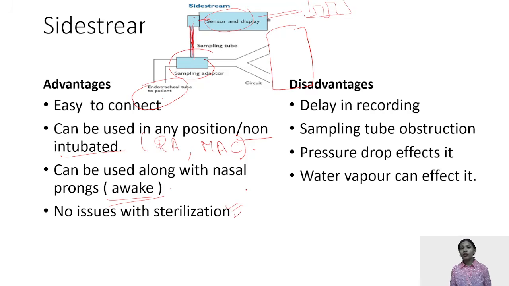But the disadvantages are quite visible. We can have moisture obstruction or pressure drop effects when there is a sampling tube. And obviously, there is some delay in recording as compared to mainstream capnography sensors.